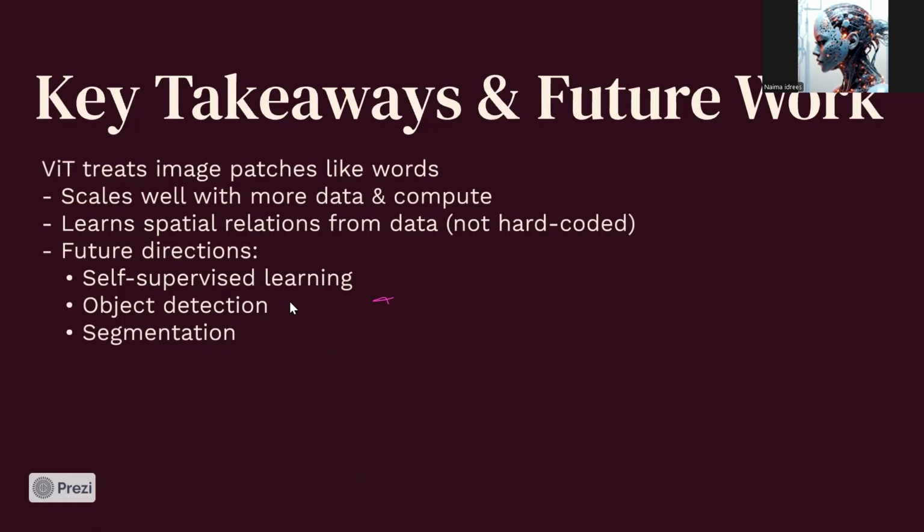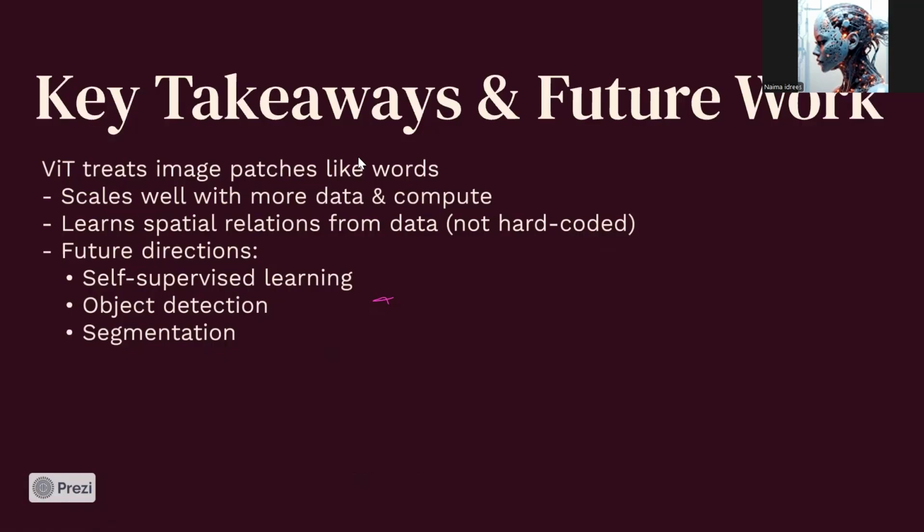Another thing we can do is object detection. Going beyond classifying an image as a whole, like a dog, Vision Transformer can be extended to locate and identify multiple objects within an image, for example bounding boxes around the dog and the ball.